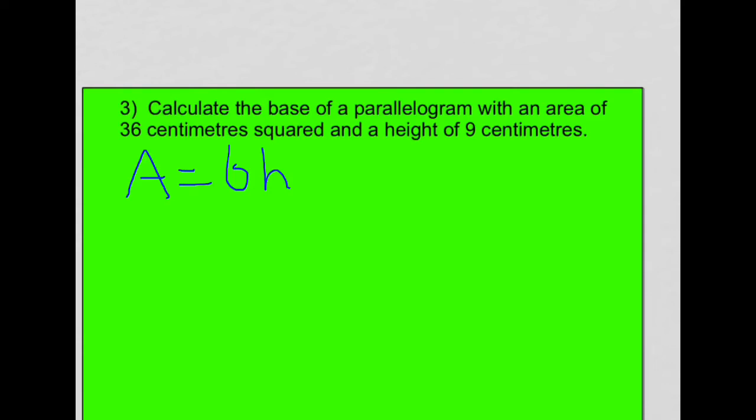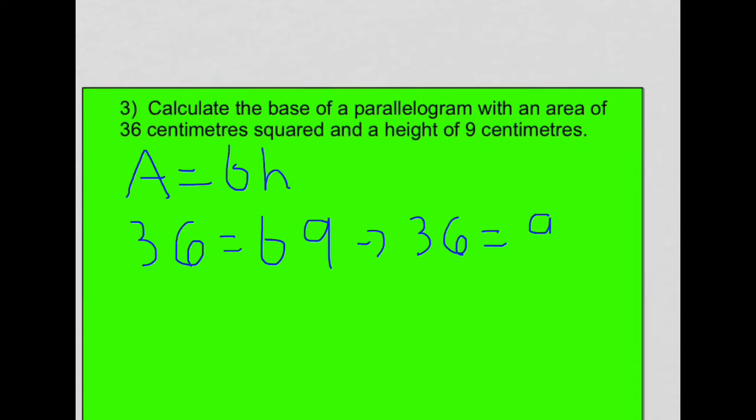Well, I know that A is 36. I don't know what B is, so I'm going to leave B. And I know that the height is 9. Now this isn't normally how we write this. Normally we'd write this as 36 equals, and then you put the coefficient in front of the variable like that. So I'm going to write that as 36 equals 9b.